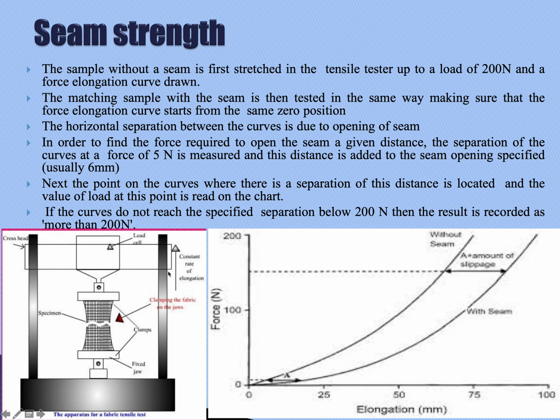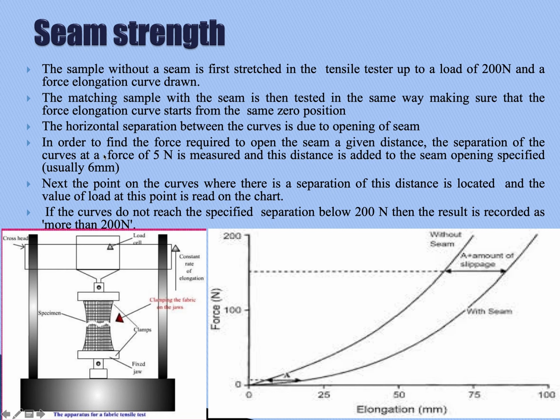This is a closer view of the tensile strength tester, which consists of the load cell, the upper and the bottom jaw, and these are showing the clamps, and this is how the specimen is mounted in between. The matching sample with a seam is then tested in the same way. It is subjected to a load of 200 newtons and the load elongation curve is plotted for the other sample which has a seam applied to it.